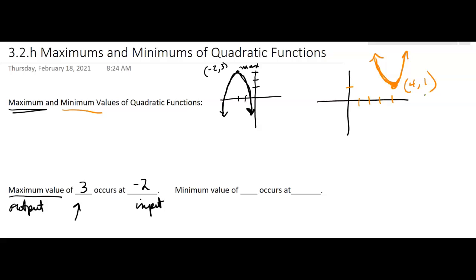And what's the minimum output? The minimum value is 1, and it occurs at 4. So here's the output again, and here's the input. So the lowest value we can get out of this function is 1. And when does that happen? It happens when x equals 4.